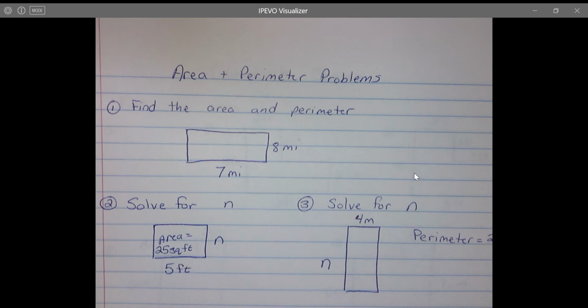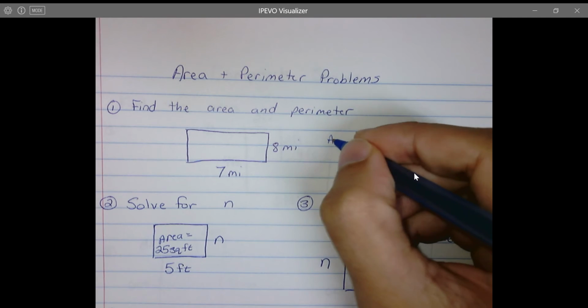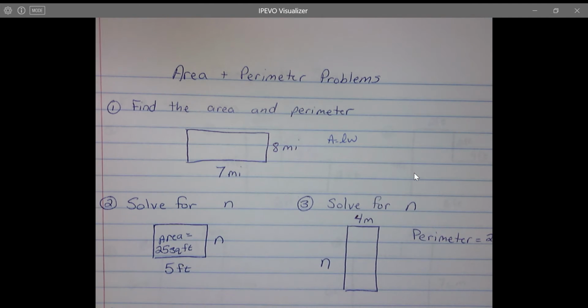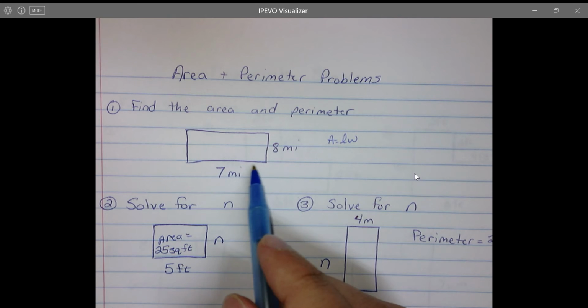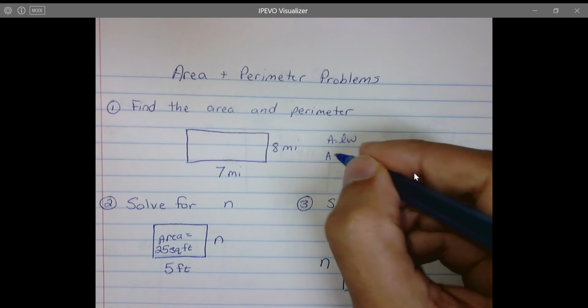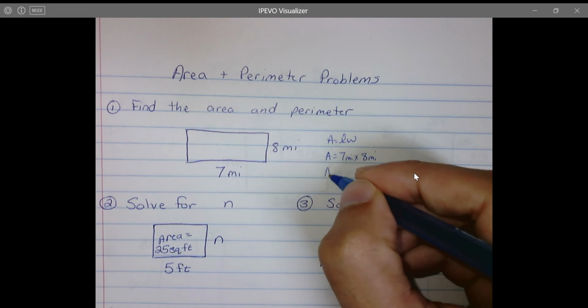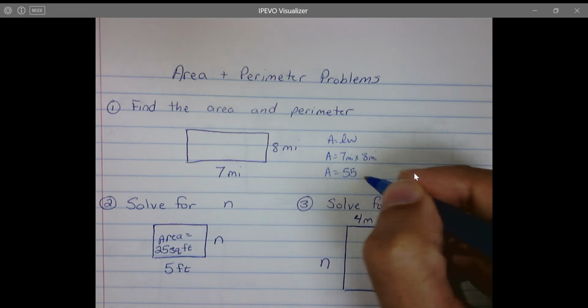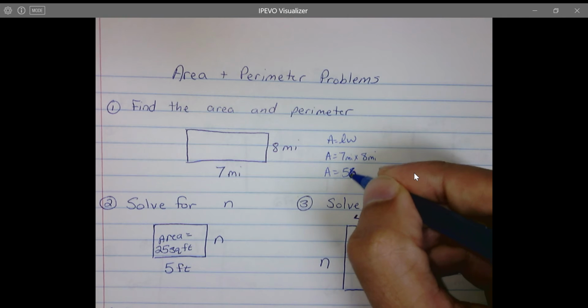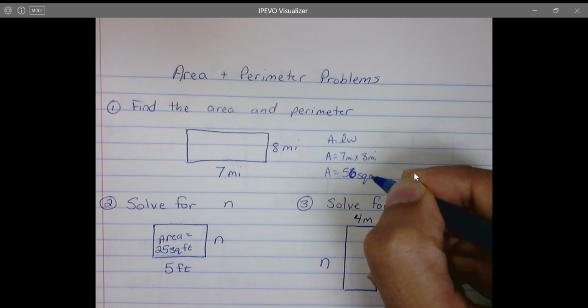So number one, I wanted both the area and the perimeter. Always start with your formulas. Area is length times width. So area is 7 miles multiplied by 8 miles. So my area would be 56, oh, I wrote 55. 56, and those would be square miles.